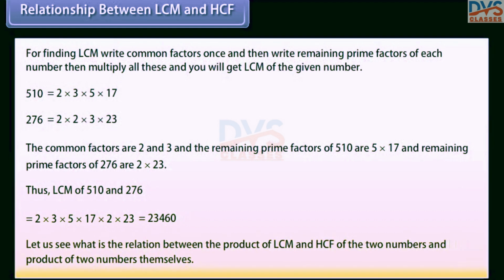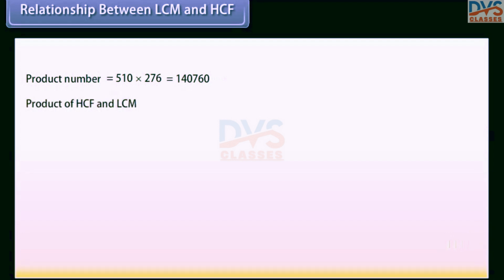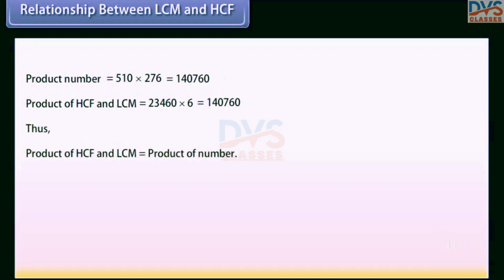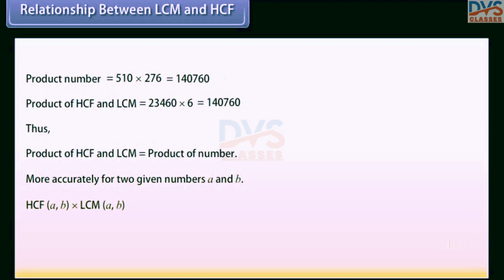23,460. Let us see what is the relation between the product of LCM and HCF of the two numbers and the product of the two numbers themselves. From the above example, the product of the numbers is 510 × 276, which equals 1,40,760. The product of HCF and LCM is 23,460 × 6, which is 1,40,760. Thus, the product of HCF and LCM is equal to the product of the numbers. More accurately, for two given numbers a and b, HCF(a, b) × LCM(a, b) = a × b.